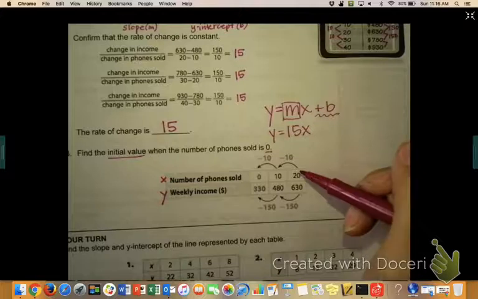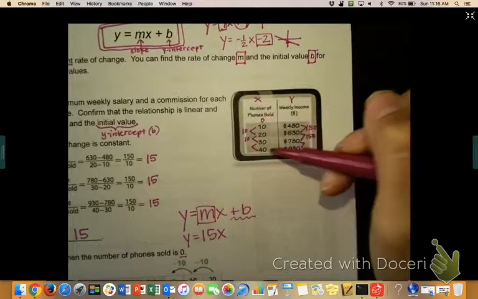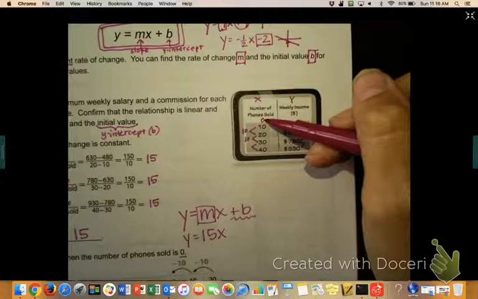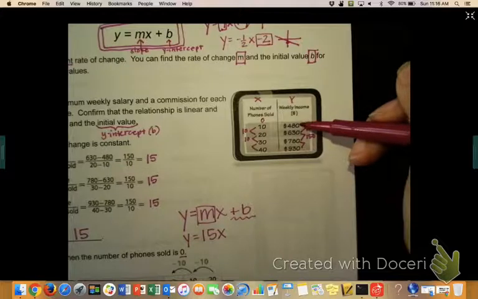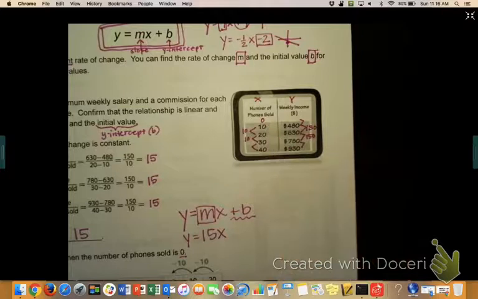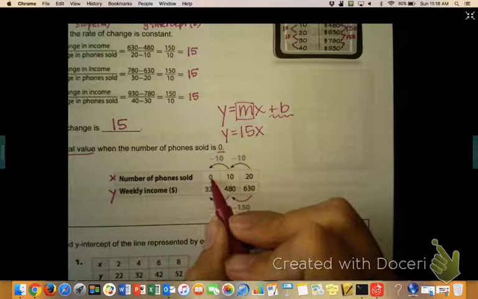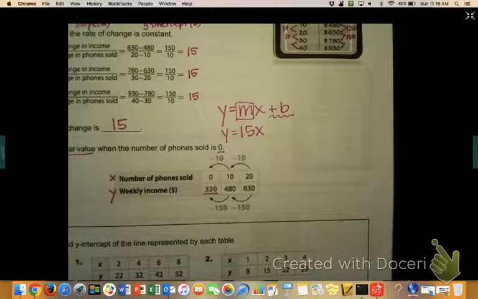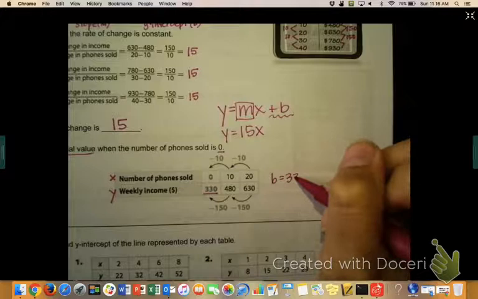All right, so they went back to this table and went, well, it's real easy for me to find when x is 0 because I can just do 40, 30, 20, 10, and 0. And I can just work myself backwards. And if I know I'm going down by 150, 150, 150, I can just subtract another 150 and see what y is when x is 0. And that's exactly the math they have done for us here. They went backwards by 10 to get 0, and they went backwards by 150 to get 330. So 330 is our b, or our y-intercept.